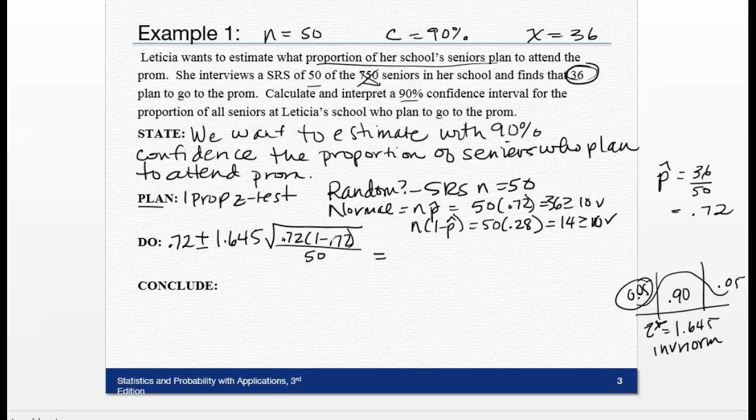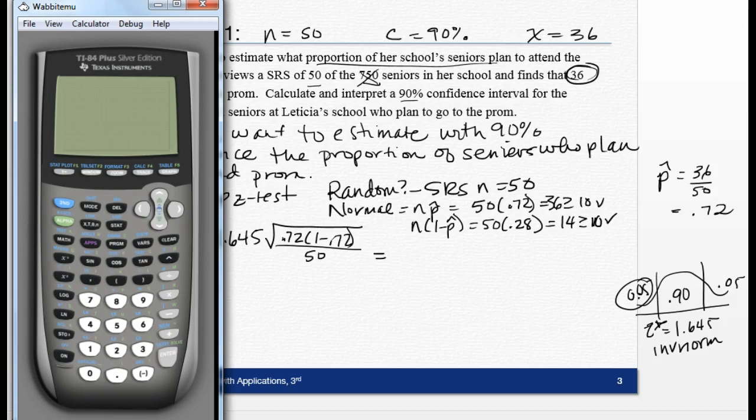Now, to make it simpler, I'm just going to put all this in the calculator using the stat test. I'm going to go to stat, over to tests, and remember, go to A, 1-PropZInt. X value was 36 out of 50. Our confidence level is 90%.